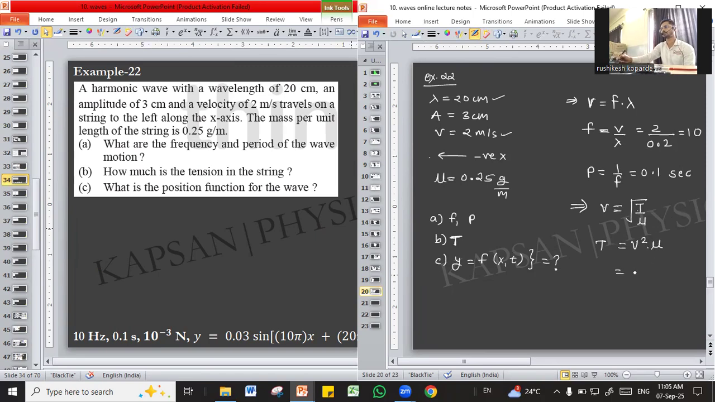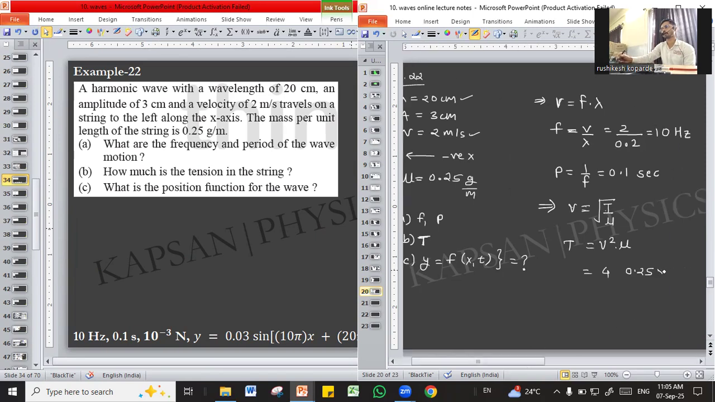T is equal to V square mu. So V square is 4 and mu is 0.25, but it is in gram per meter. So gram has to be converted to kilogram, meter as it is. So what is this tension T? 1 into 10 raised to minus 3. So it is 10 raised to minus 3 Newton.